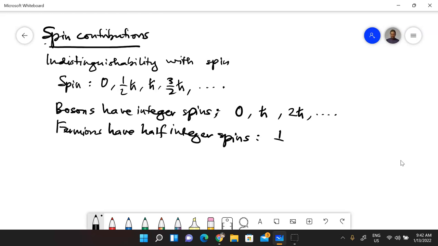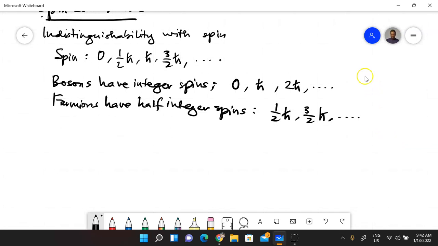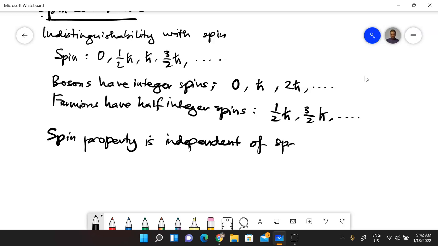So it begins with 1/2 h bar, 3/2 h bar, and so on and so forth. Okay. And as I said, this is important for me to write down. So the spin property is independent of your spatial property or motion in space, for example.